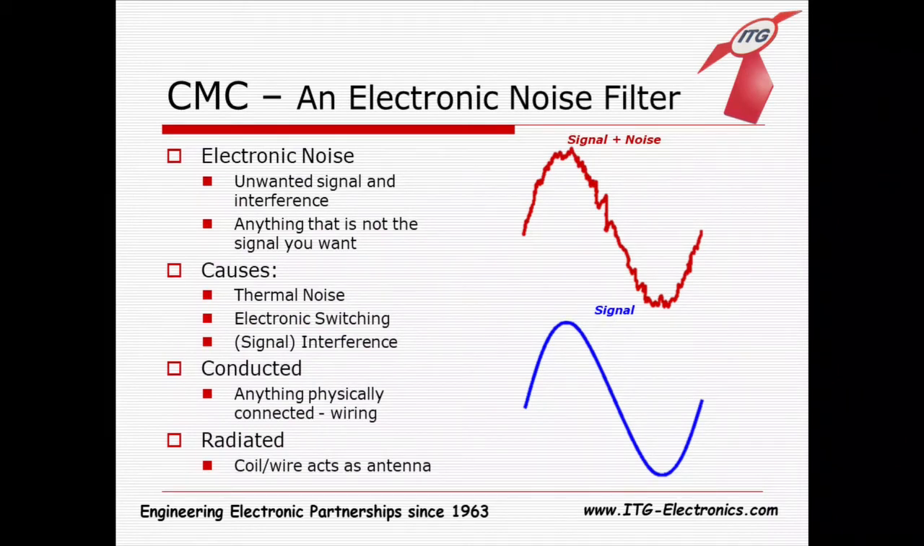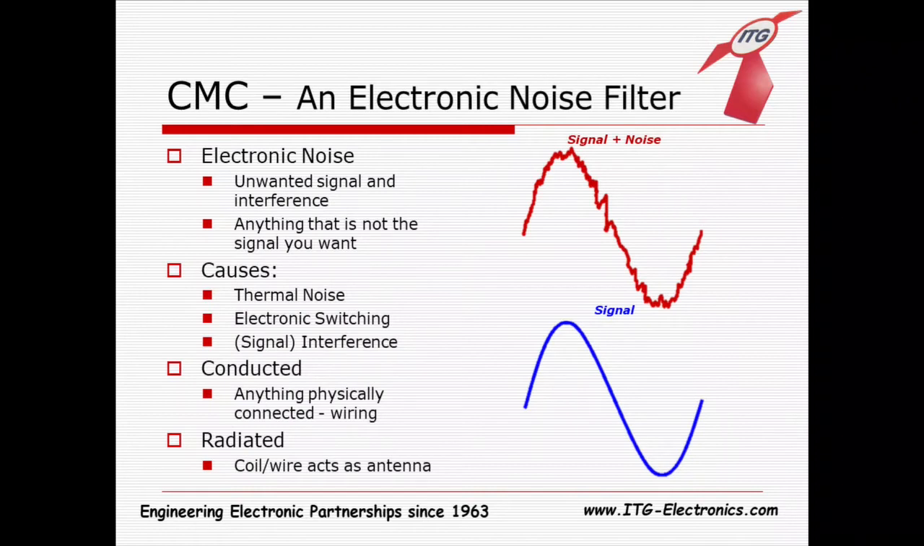So now we're going to jump over into defining noise. Electronic noise is basically anything other than your signal that you're trying to send through your circuit. Any unwanted noise, any interference, that's all considered noise. And there are a lot of different causes: electronic switching, interference of another signal. Those are covered in more depth in the other video I mentioned at the top of this. It's a white paper presentation on electromagnetic interference and filtering. So you can check that out if you want to know more about some of the causes of electronic noise.